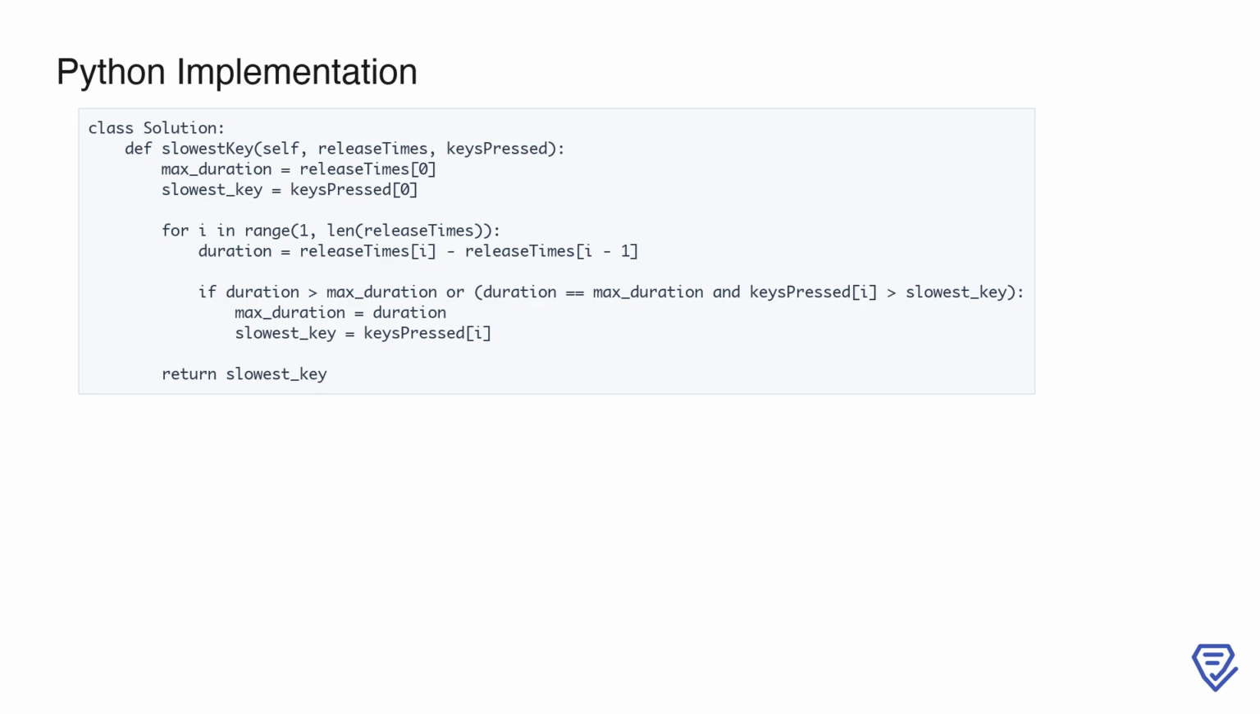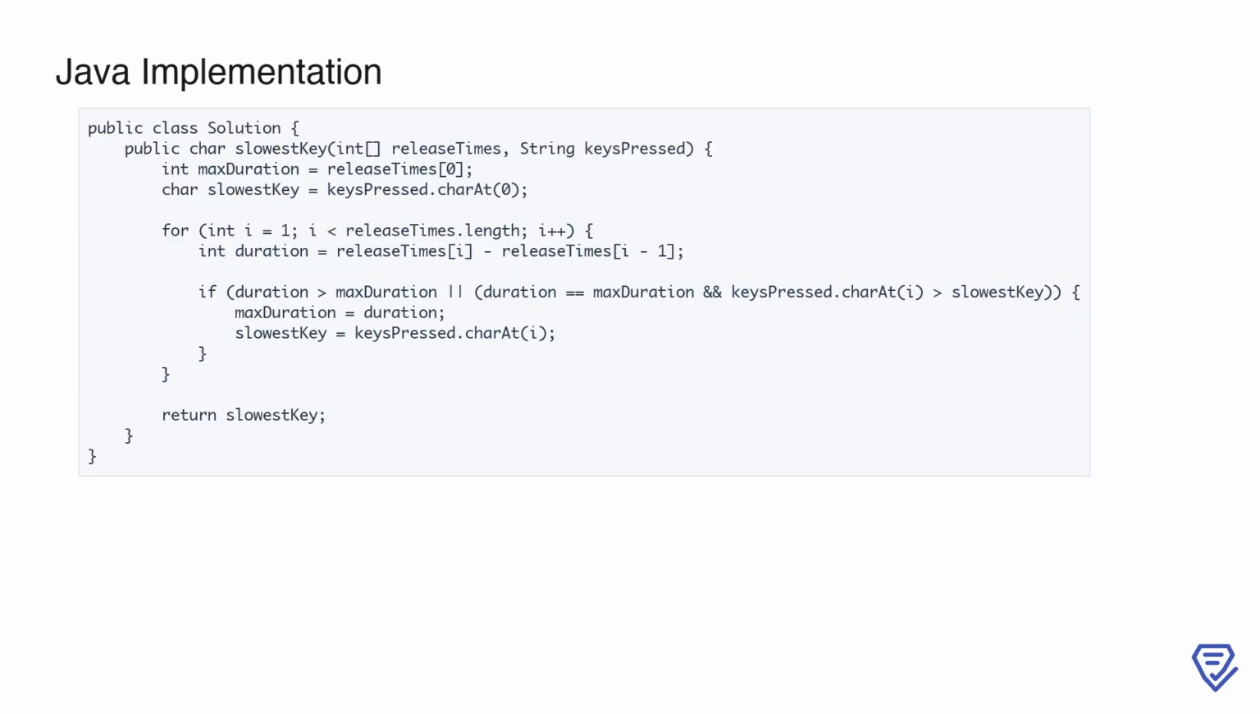This ensures that the key with the longest duration, or, in the case of ties, the lexicographically largest key, is tracked. Finally, after processing all key presses, we return the slowest_key as the result. This implementation has a time complexity of O(n), where n is the length of the release_times list, as we iterate through the list once. It is efficient and handles all edge cases, such as ties or single key presses, effectively.